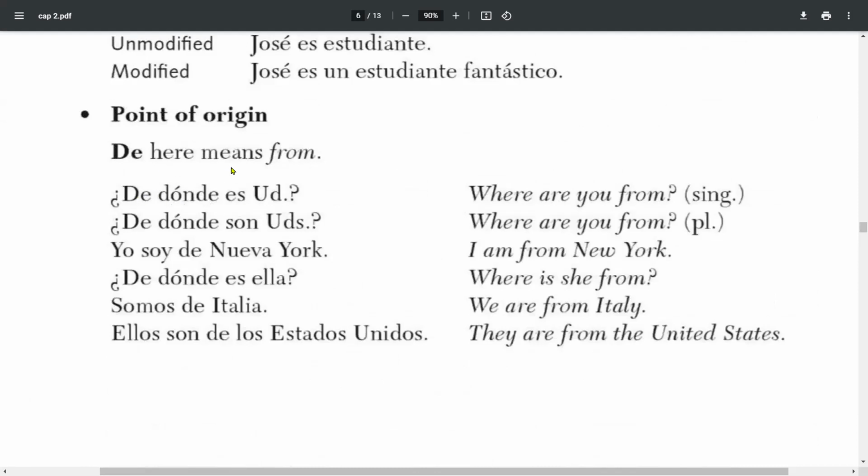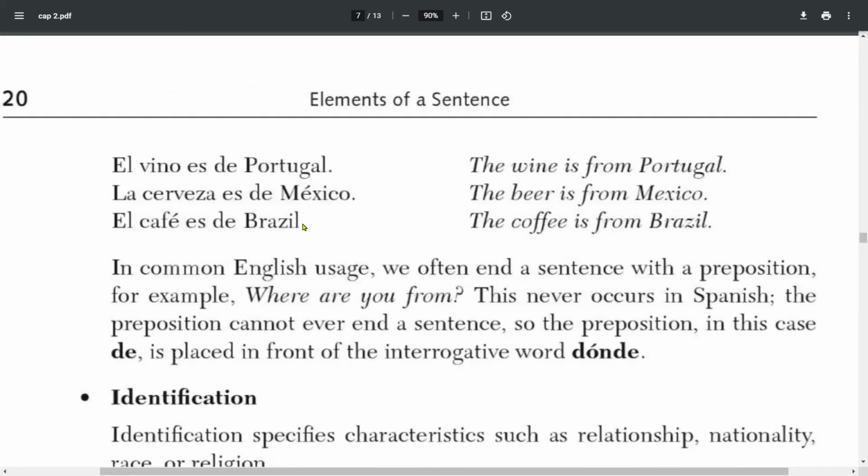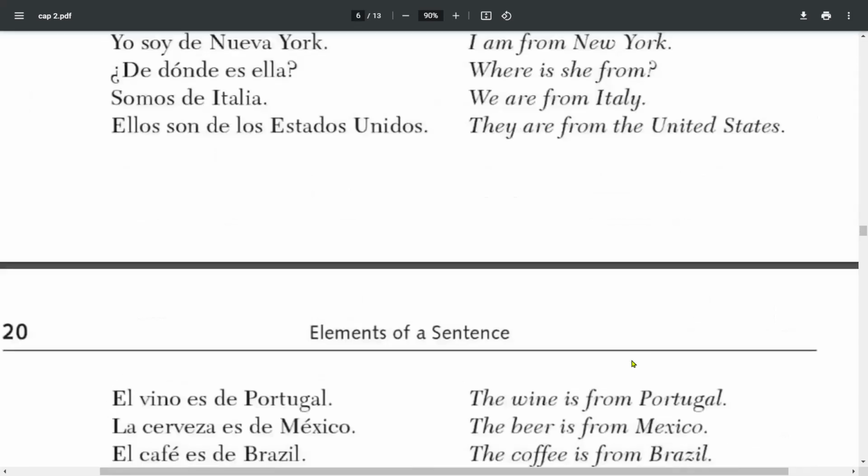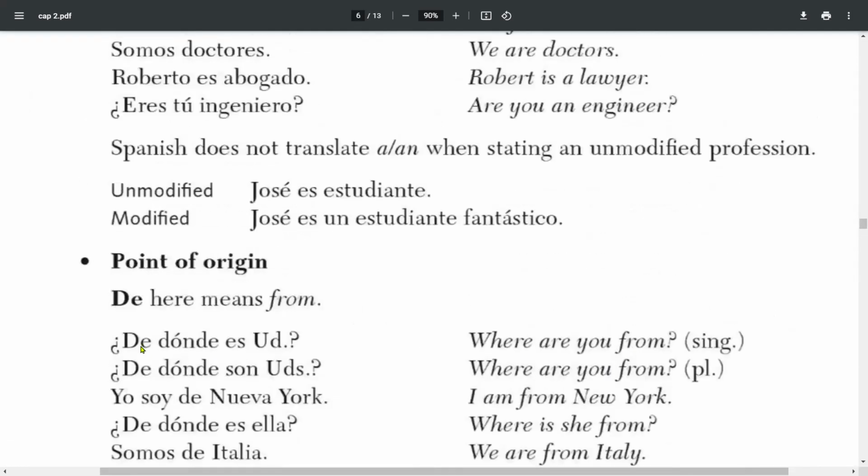From where are you? From where are you guys? You, or you all, or all of you. This never occurs in Spanish. The preposition cannot ever end a sentence. So the preposition, in this case de, is placed in front of the interrogative word, dónde. So it will go at the beginning.